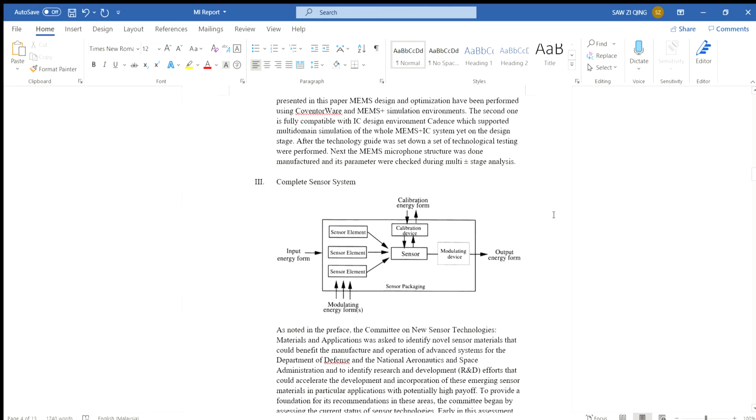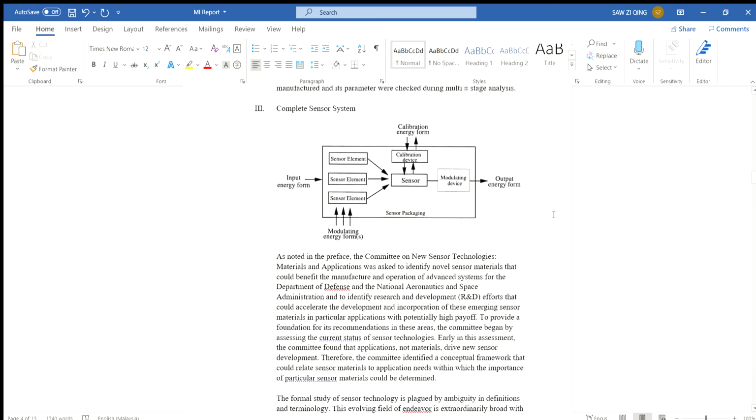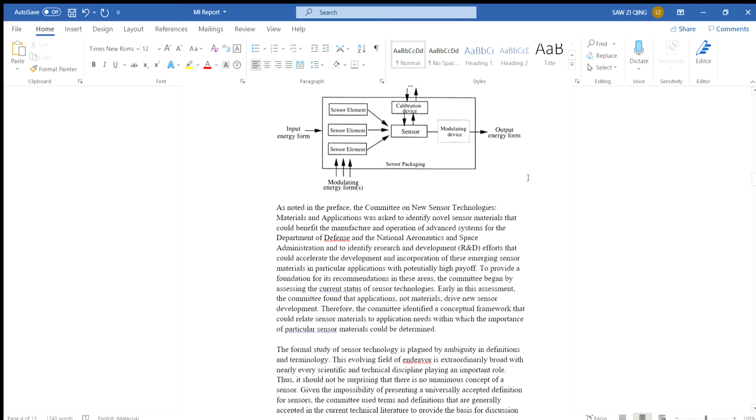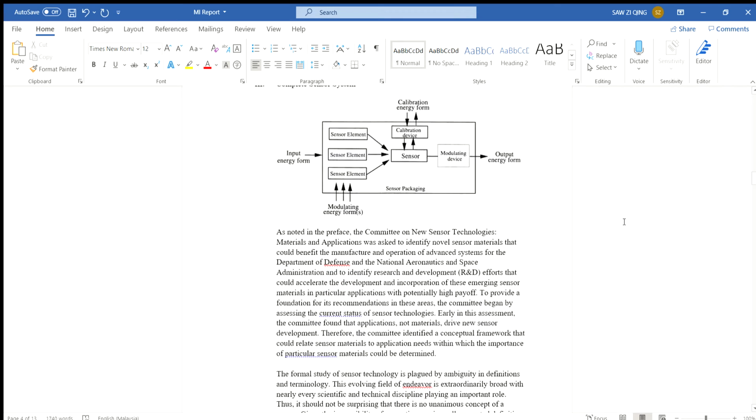And now we move to the complete sensor system. So this is the diagram of the complete sensor system. We start from an input energy form and then go to sensor elements, which modulate energy forms, and then to the modulating device, and out to output energy forms. As noted in the preface, the Committee on New Sensor Technology, Materials and Application was asked to identify novel sensor materials that could benefit the manufacture and operation of advanced systems.